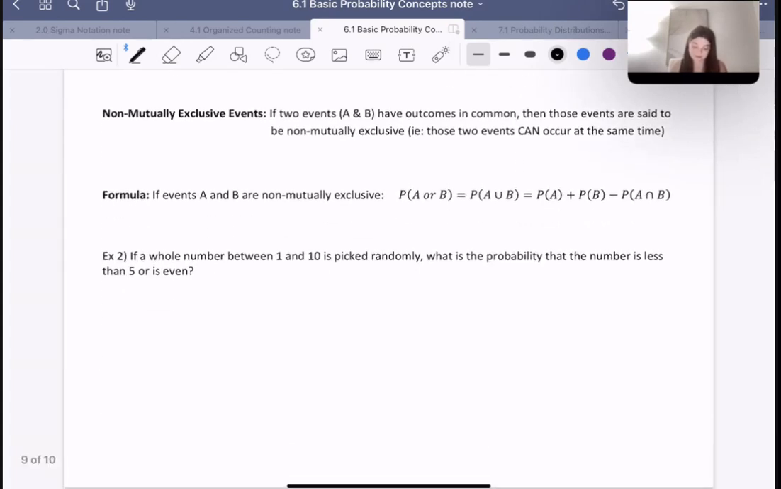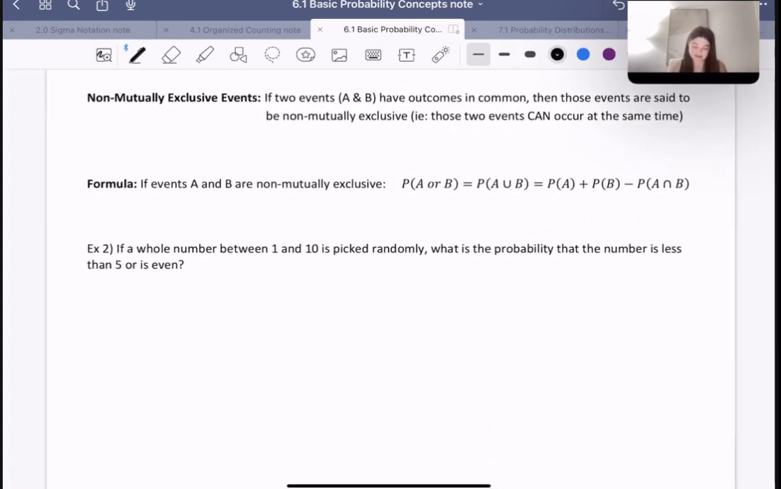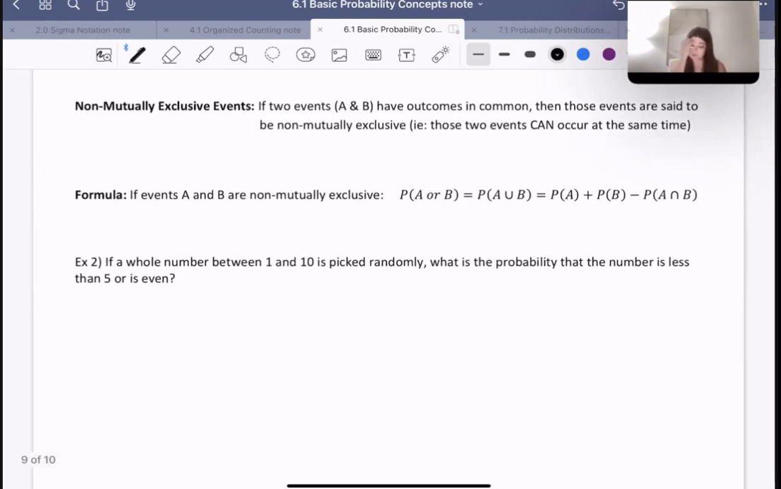Now let's talk about non-mutually exclusive events, and these are basically any events that are not mutually exclusive, so just the opposite of what we talked about. If two events A and B have no outcomes in common, then they are mutually exclusive. So, if two events A and B have some outcomes in common, those events are said to be non-mutually exclusive. So, those two events can occur at the same time.